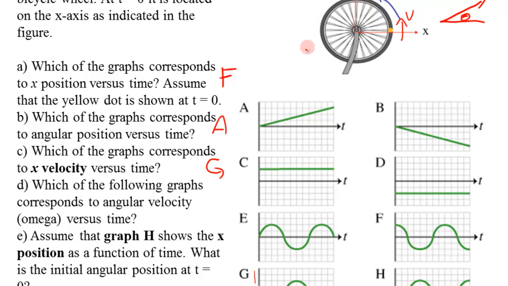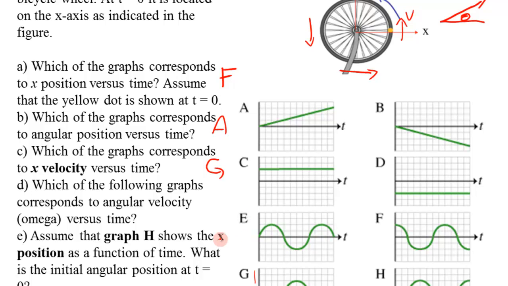Then it's going to go back to 0 because it's going to be over here. Then it's going to go over to here, and it's going to be in the positive x direction. So 0, negative, 0, positive is g.